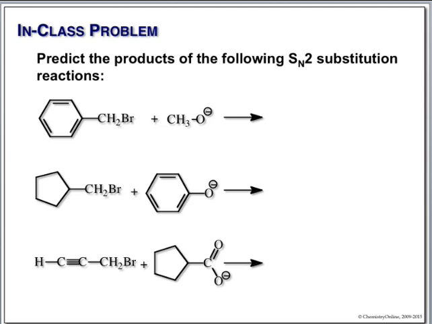And our first one, we have a benzyl halide. Our nucleophile is simply methoxide anion. All that happens is the oxyanion will attack, the bromine will leave, and we will make the benzylic ether.